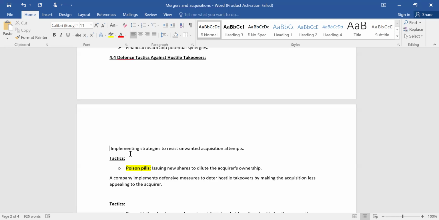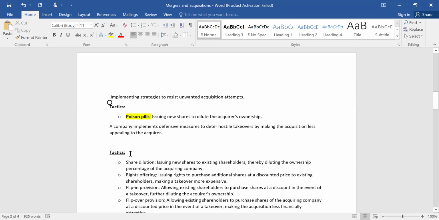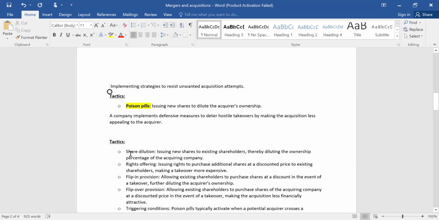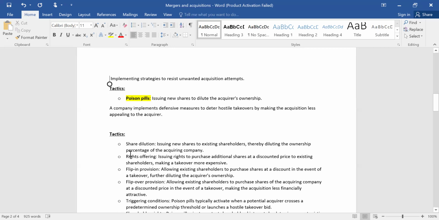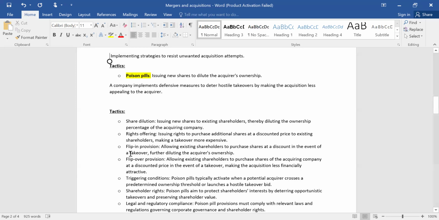So the first tactic is the poison pill. So your poison pill is now you issue new shares to dilute the acquirer's ownership. So inasema a company implement defensive measure to deter hostile takeover by making the acquisition less appealing to the acquirer. So the features here hii ni gani? Like share dilution. You dilute the shares.